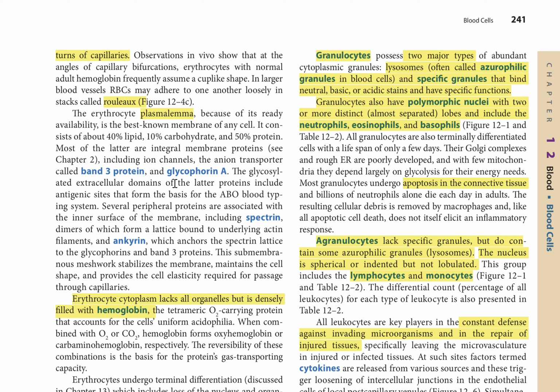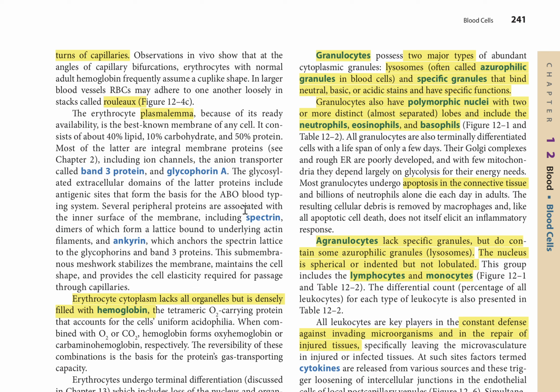of any cell. It consists of about 40% lipids, 10% carbohydrates, and 50% protein. Most of the latter are integral membrane proteins, including ion channels, the anionic transporter called band 3 protein, and glycophorin A. The glycosylated extracellular domain of the latter protein includes antigenic sites that form the basis for the ABO blood typing system.